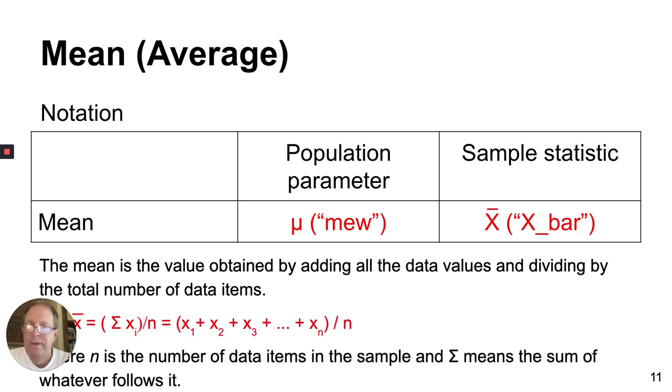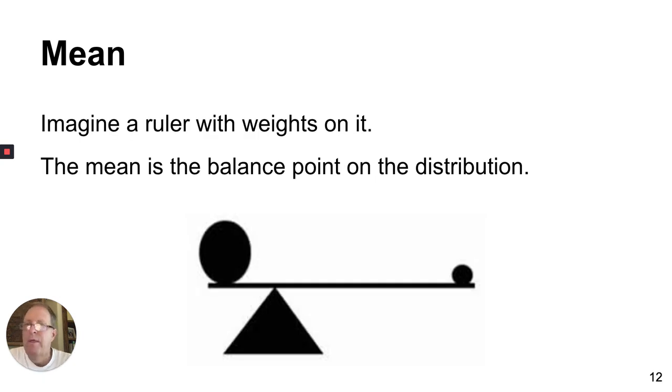The mean is the value obtained by adding all the data values together and dividing by the total number, and I give you the formula right there. That's the formula. You can think of the mean as the balance point in the distribution. That is, if the distribution is made of some uniform solid steel, some uniform solid metal, then the mean represents the balance point.